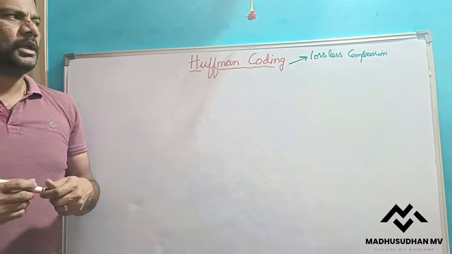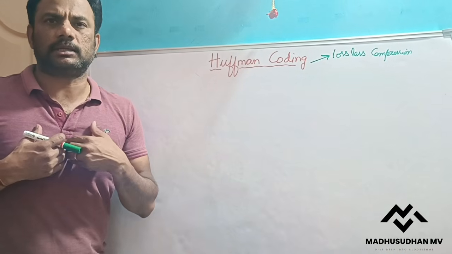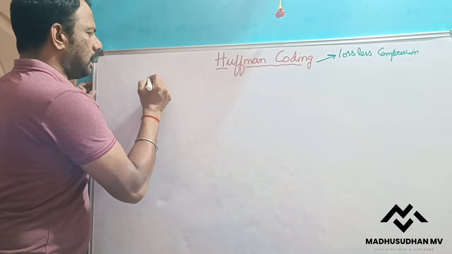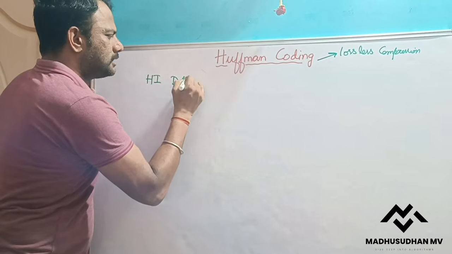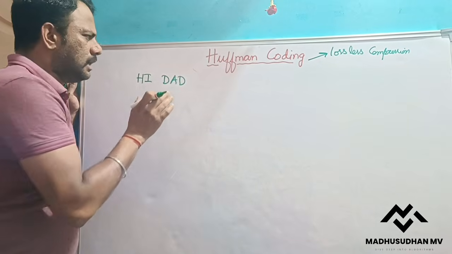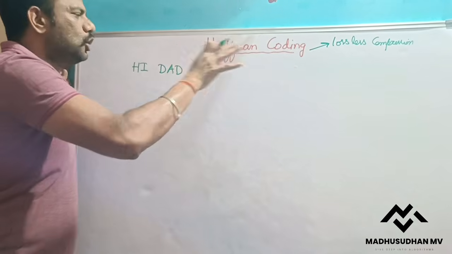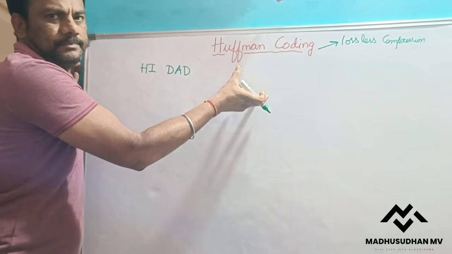For example, assume I have typed "hi dad". That means assume I'm sending some message to my dad. So I'm typing "hi dad". Let us say I send "hi", some space, "dad". This is the message I sent. Is this message, as it is, what will go through the medium? Never. This is going to be converted into digital.